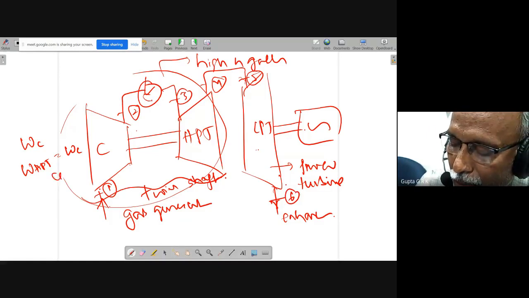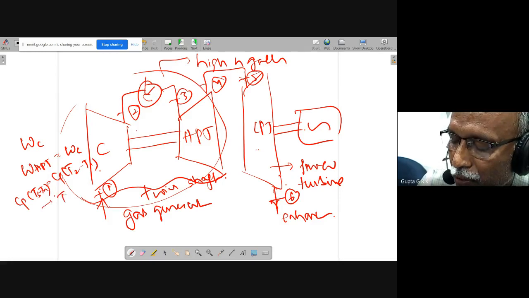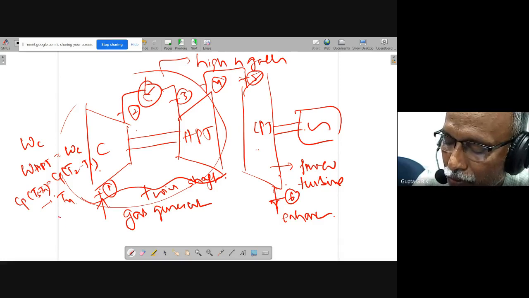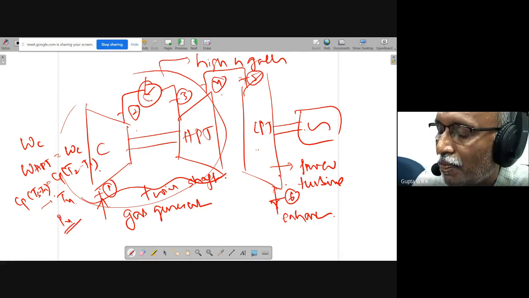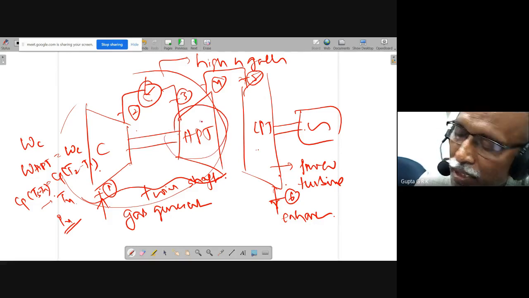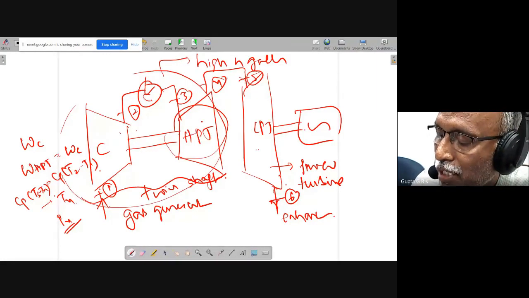So WC is Cp into T2 minus T1. And WHPT is Cp into T3 minus T4. So from this, I can find out T4. And T3 by T4 gives me P3 by P4, and I can find out P4. So this pressure ratio of the HP turbine is decided by the work that is needed by the compressor. Okay, I am taking ideal things. I am not writing compressor efficiency, turbine efficiency, mechanical efficiency, all those things.